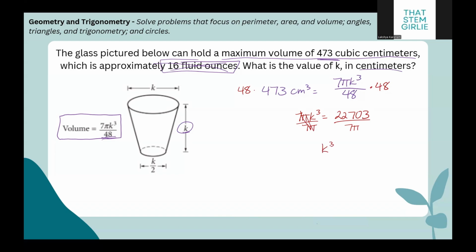And you end up with K cubed is 1032.42. And then you want to take the cube root of both sides. So you end up with K equals 10.1 centimeters, right? And these steps were basically just to isolate K. That is the goal with this.